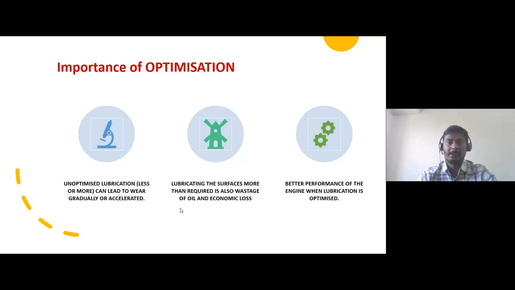Lubricating surfaces more than required is also a wastage of oil and an economic loss. Sometimes you put in more feed rate in the system, so more oil goes into the spray, and cylinder oils are the costliest lubricants in the industry, like when we are using high BN numbers. So it is very important to maintain the optimization of the feed rates, and you get better performance of the engine when lubrication is optimized.